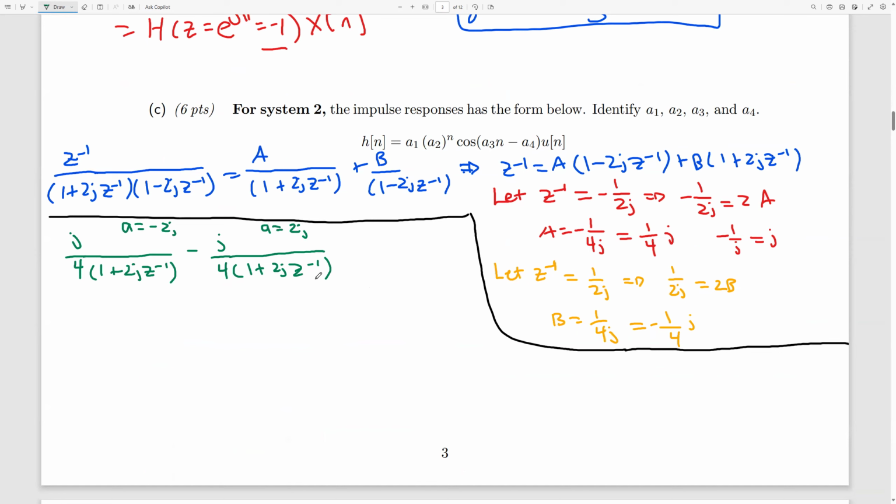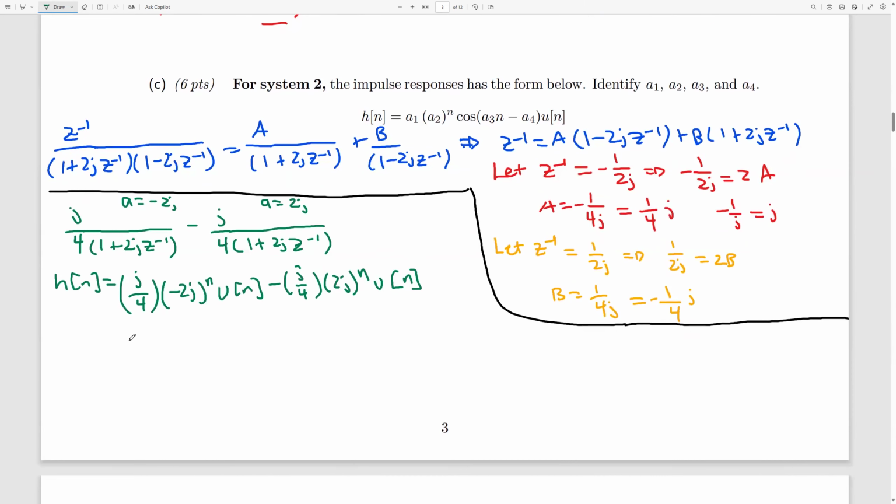So opposite sign. And by taking the inverse z transform, you'll get that h of n equals j over 4, my coefficient, times negative 2j to the n u of n, minus j over 4 times 2j to the n u of n. My hint of progression here is I need to do everything I can to get enough exponentials that it goes into a cosine eventually. And I'm probably seeing that this 2 is going to be 2 to the n at the end of this. That's my hint so far. It's coming together, but I just need to turn these j's into e to the j pi over 2, and maybe I'll find a cosine somewhere in there when I do it.